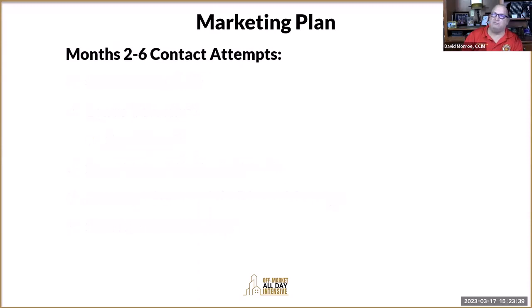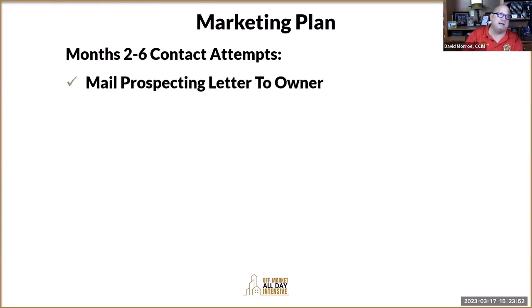Okay. Now we've done that every week for 4 weeks. Obviously, we're changing up what we send them, except for our call script, because we haven't talked to them yet. So now we do month 2 through 6. Now we're back to mail and prospecting letters. So you mail a new prospecting letter every month if that's something you want to do.